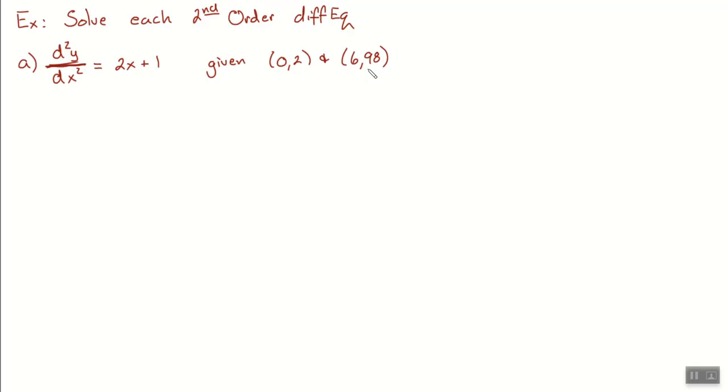Now, this could be a variety of things, right? At time 0, my position was 2. At time 6, my position was 98. And I can already see that, oh, yeah, there's physics waiting to be done. Whether this is a physics problem or not, I don't know. There's no context. How do we start?